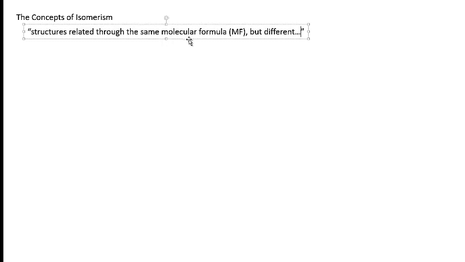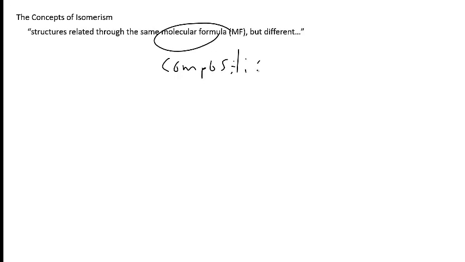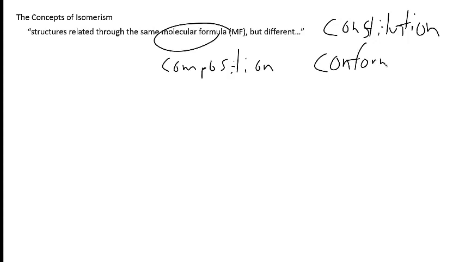You'll remember that whenever we see molecular formula being used when we're talking about the different levels of organic chemistry that exist, we're specifically talking about composition. Our 5 C's, convention, composition, constitution, configuration, and conformation, are the things that help keep all of these different concepts in isomerism straight. So these structures are related through the same molecular formula or composition, but different, and that's where the other 3 C's come in. Constitution, conformation, and configuration.